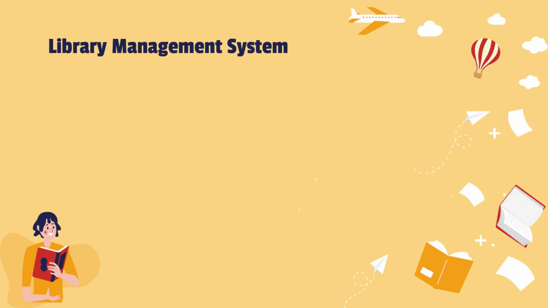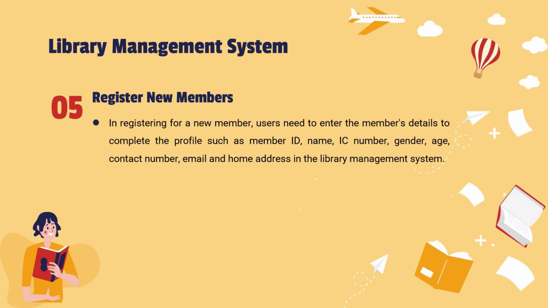Next, library management system can register new members. In registering for a new member, users need to enter the member's details to complete the profile, such as member ID, name, IC number, gender, age, contact number, email, and home address in the library management system.